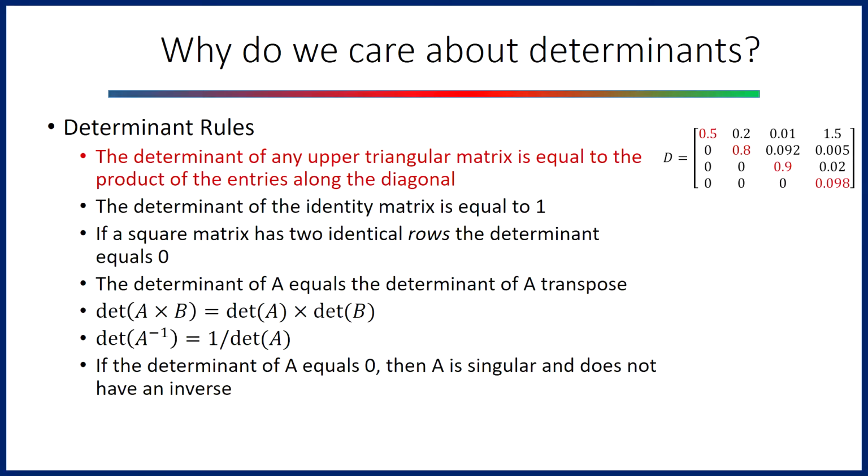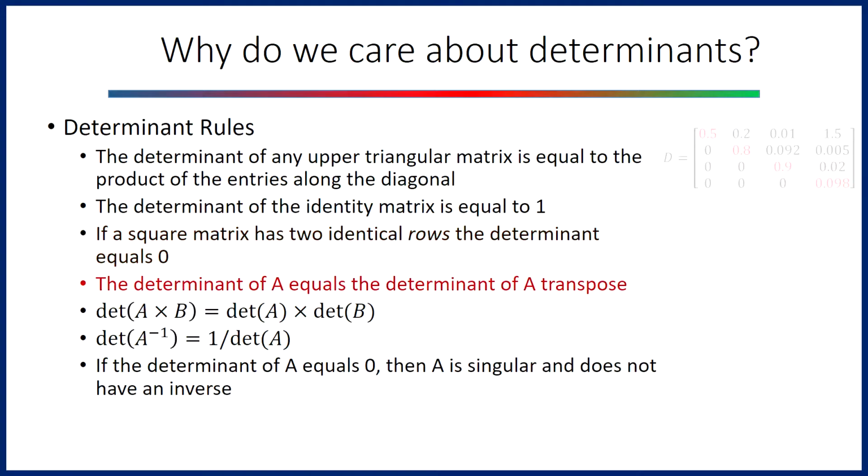If you remember what an upper triangular matrix is, and I put one up there to jog your memory, then the determinant of any upper triangular matrix is simply equal to the product of the entries along the diagonal, which I colored in red. It follows from this statement that the determinant of the identity matrix must be equal to 1 because the identity matrix has only 1s along the diagonal. Another rule of determinants is that if a square matrix has 2 identical rows, the determinant must be equal to 0.